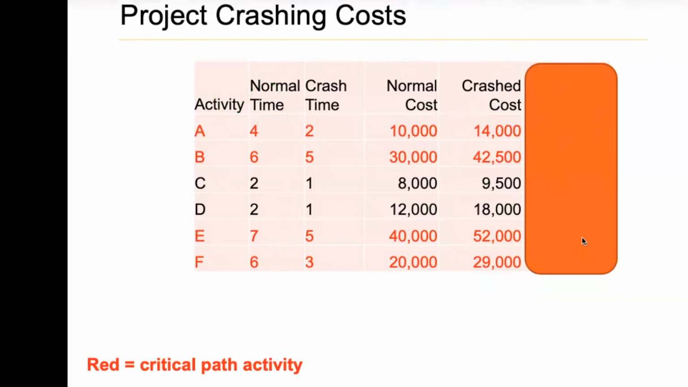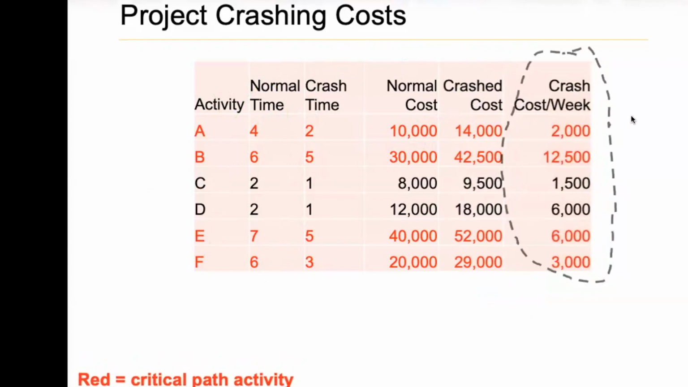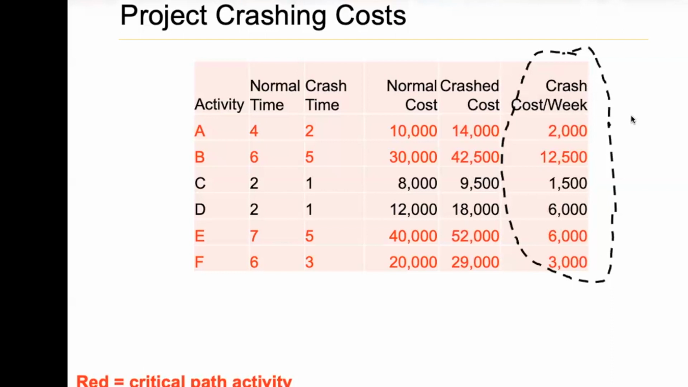And this one that I blocked is the crash cost per week. How do I find it? Well, it was normally 10,000 for activity A. When I crash it, it's 14,000, so I need 4,000. What's the crash cost per week then? 4,000 divided by 2 is 2,000, right? Let's check B. How many weeks am I saving? 1 week. How much money am I spending to save 1 week? 12,500. So what's my cost per week? It's 12,500.